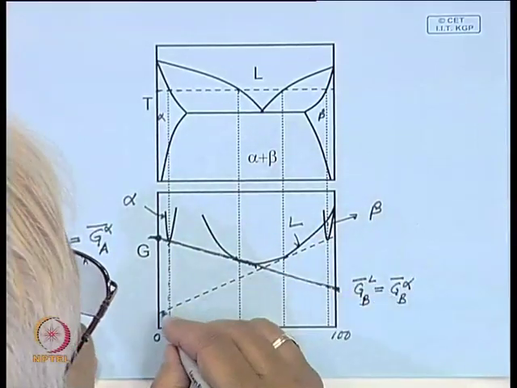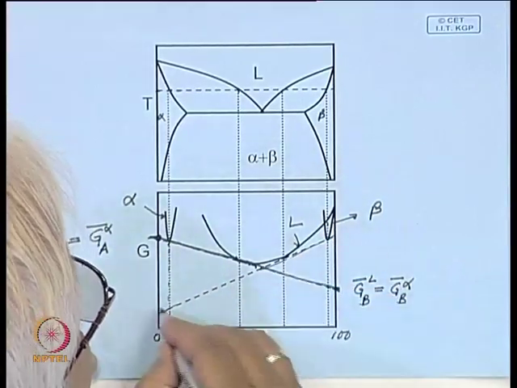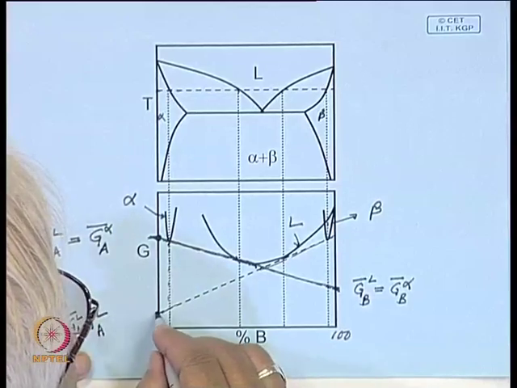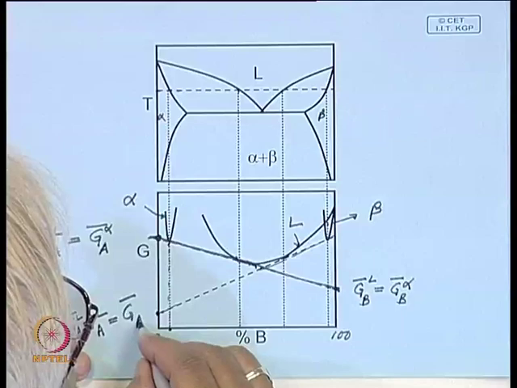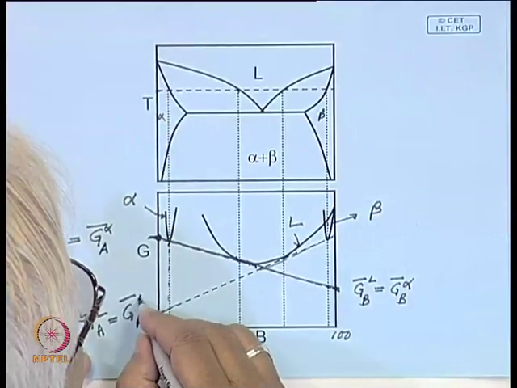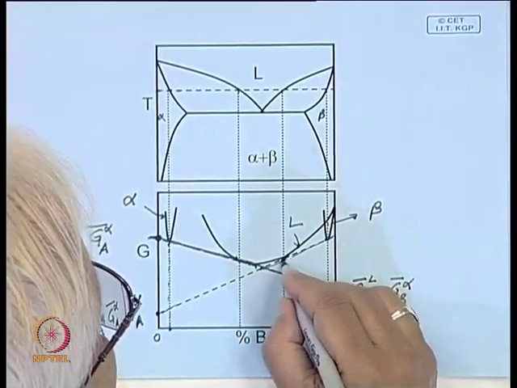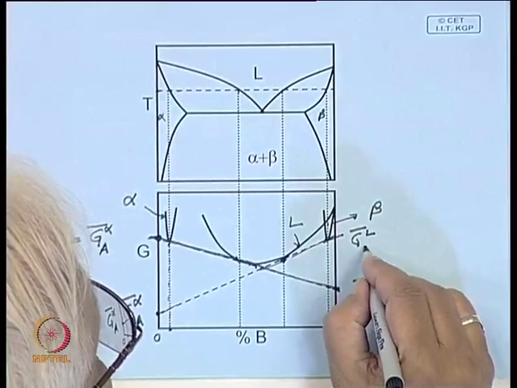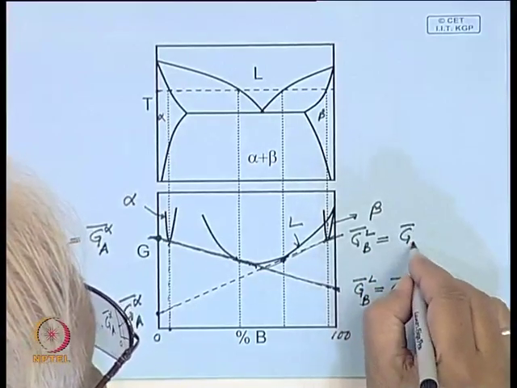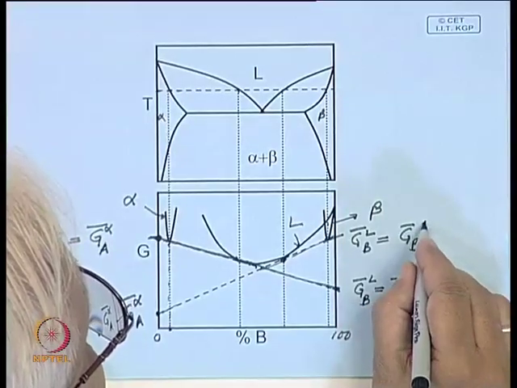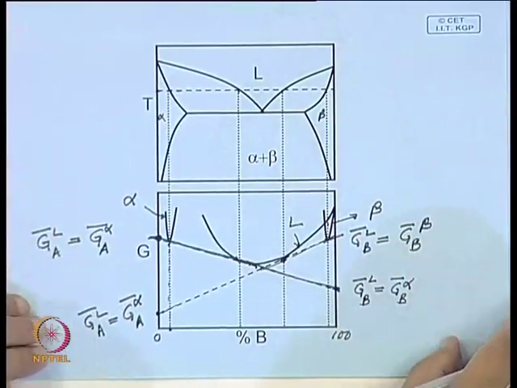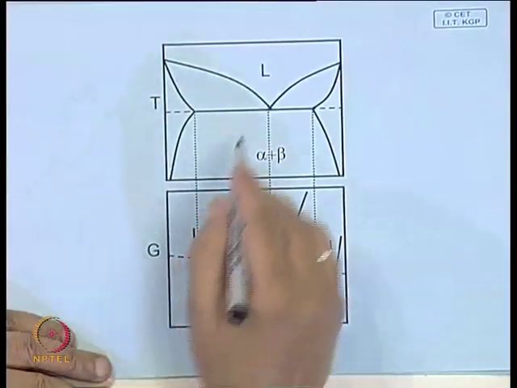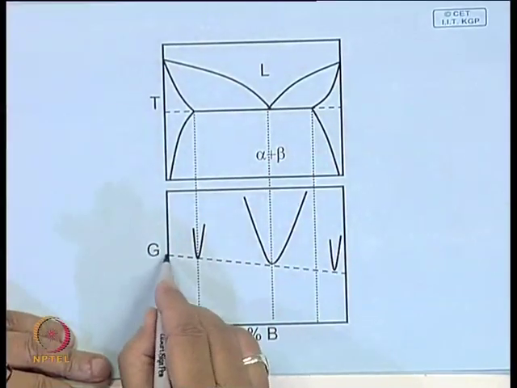In the same way, you have this equilibrium for the beta and alpha. So, this is the partial molar free energy of A in liquid, equal to the partial molar free energy of A in alpha. Similarly, here this is the partial molar free energy of B in liquid, equal to the partial molar free energy of B in beta, this is the beta phase. Now, I will leave it to you to draw the same thing which is shown over here and label these points. So, in this particular temperature, you have three phases coexisting.